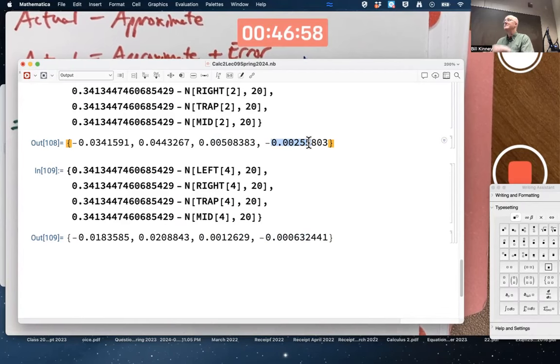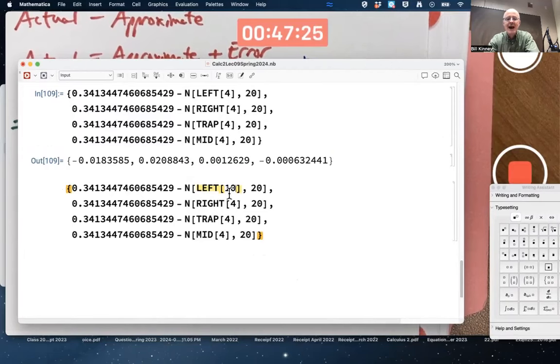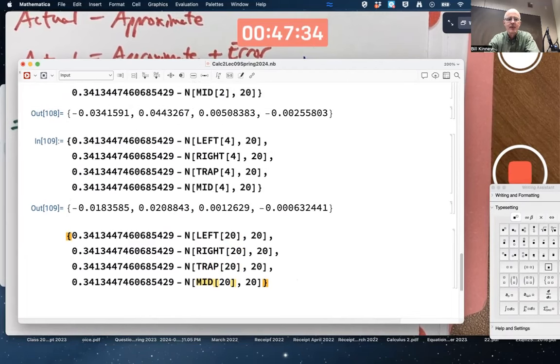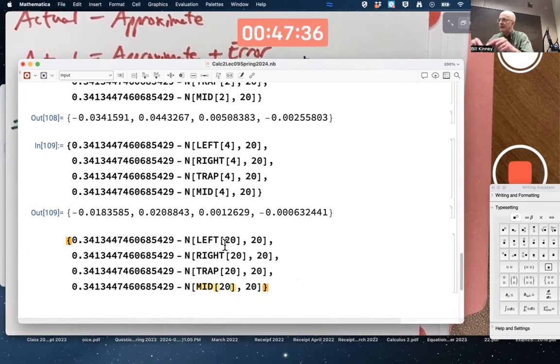That always happens. If you double n, multiply n by 2, and recompute, the errors for left and right go down by about a factor of 2. The errors for trap and mid go down by about a factor of 4, 2 squared. If that pattern holds for not just doubling, but say multiplying by 10, what's going to happen? So now I'm increasing down here to n equals 20.